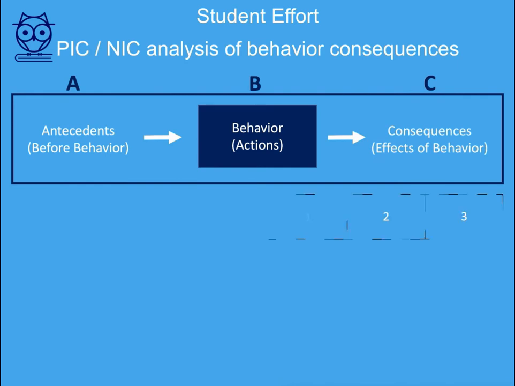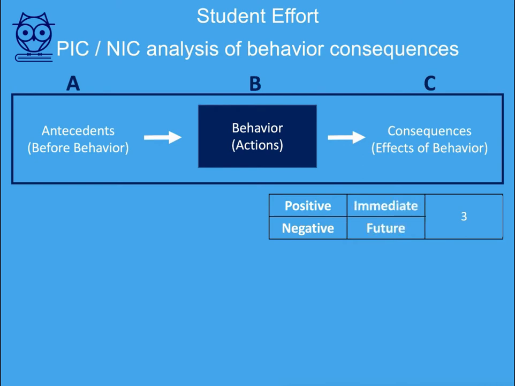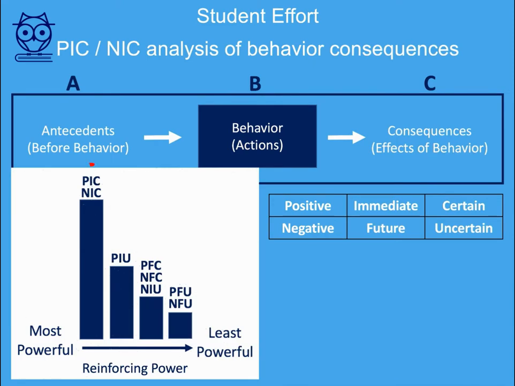In this model, the consequence or effects of behavior are represented by 3 letters. A consequence of behavior can either be positive or negative. The consequence can occur immediately after the behavior or in the future, and the consequence can be likely certain to occur or likely uncertain. Notice that the most powerful reinforcement of behavior occurs when the consequence is either positive, immediate, and certain, or negative, immediate, and certain.